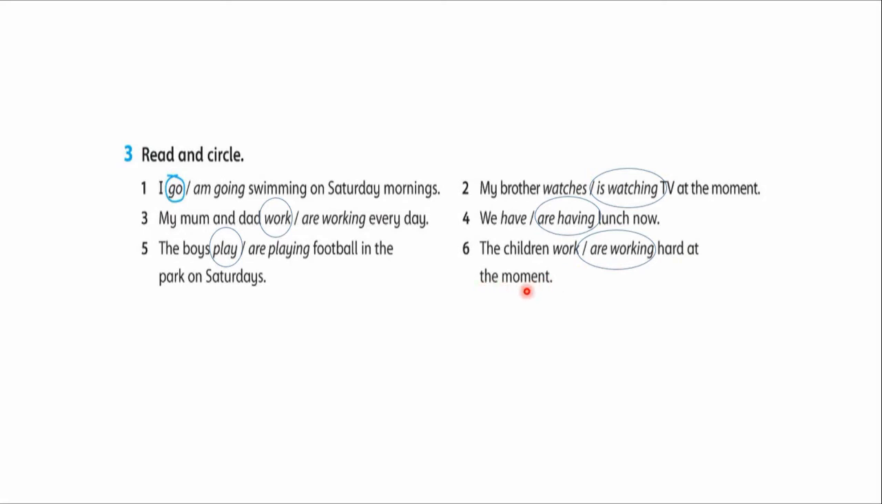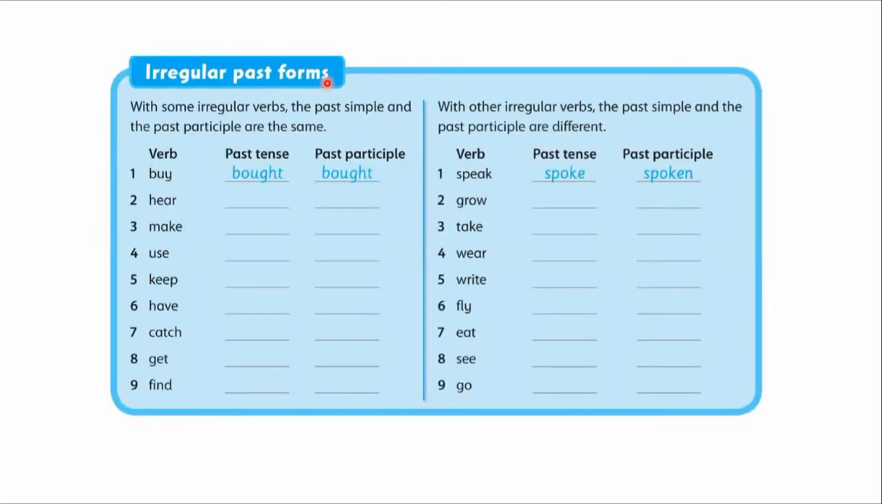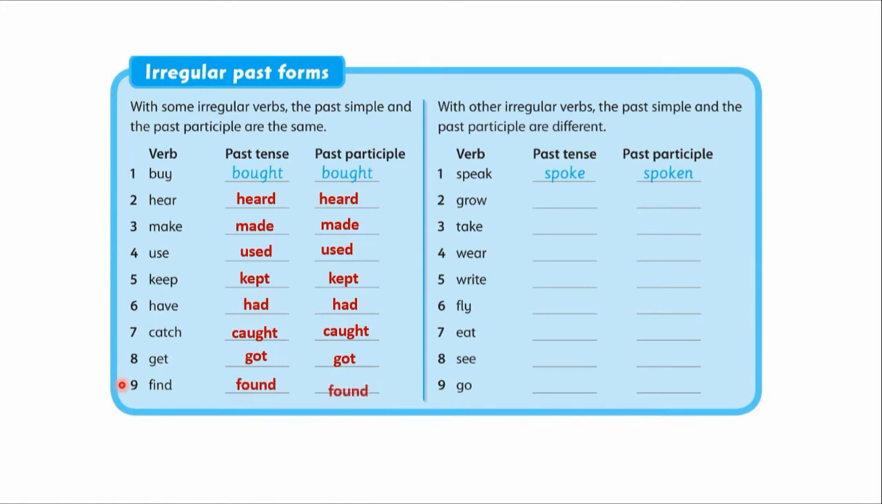Now we are going to learn about irregular past forms of verbs. For some irregular verbs, the simple past and past participle are the same. Just like hear, the past tense and past participle is heard. Make, made. Use, used. Keep, kept, kept. Have, had, had. Catch, caught, caught. Get, got, got. Find, found, found.